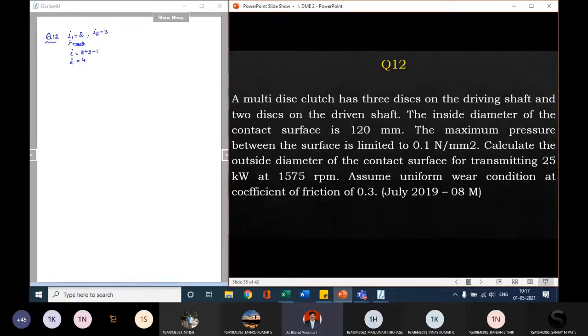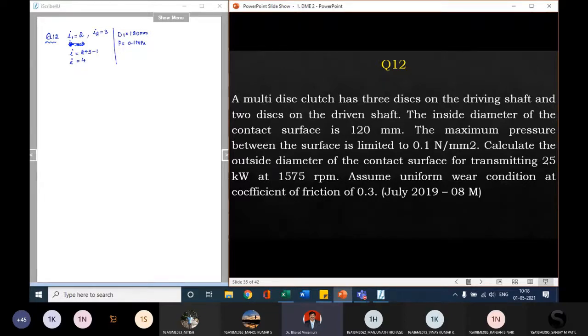Okay. I2 is equal to... Now, next, the inside diameter of the contact surface is 120 mm. Can you tell me what this is? D1, 120 mm. So the maximum pressure between the surfaces is limited to 0.1, so P is 0.1 MPa.